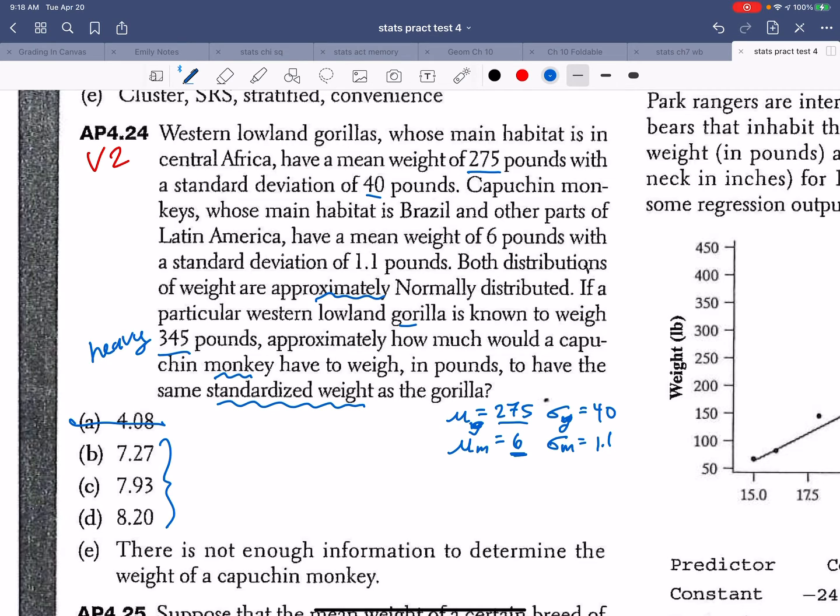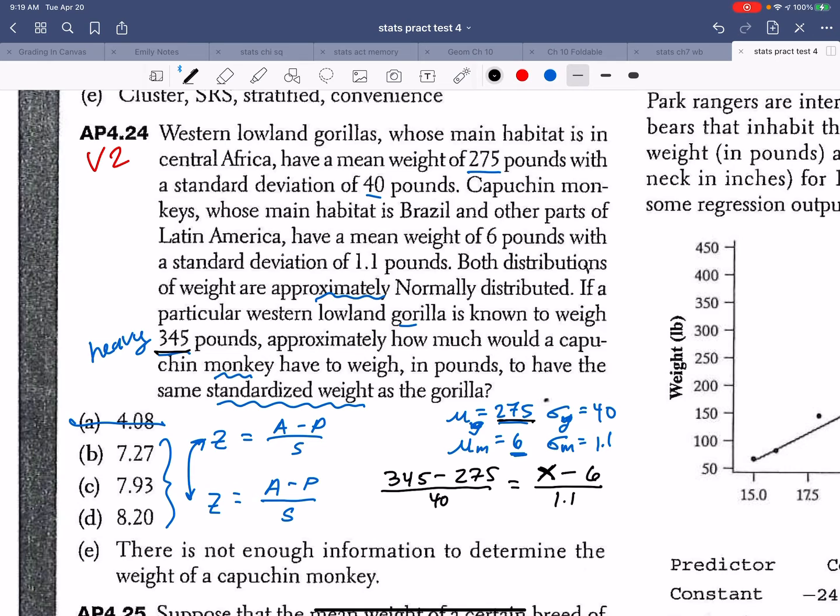So if these guys have the same standard weight, then their z's are equal. Essentially, they're saying one is the same as the other. So we're going to set them equal. The actual weight of our gorilla is 345, and we'd predict a gorilla to weigh 275, over a standard deviation of 40. We're going to set that equal to our monkey, whatever that is, minus our predicted weight of a monkey, 6, over the standard deviation 1.1.